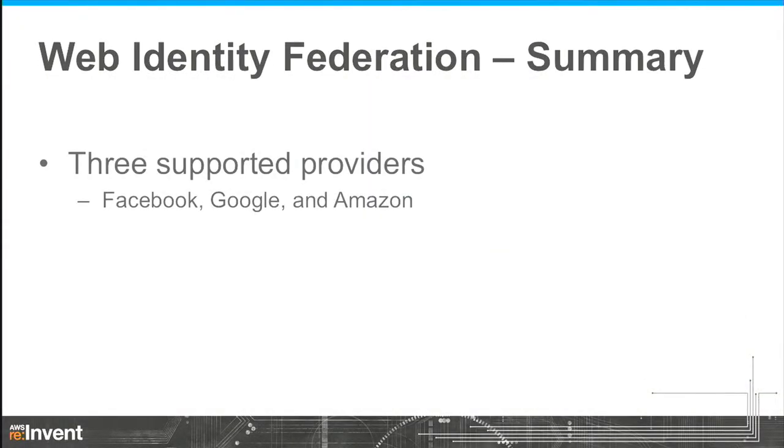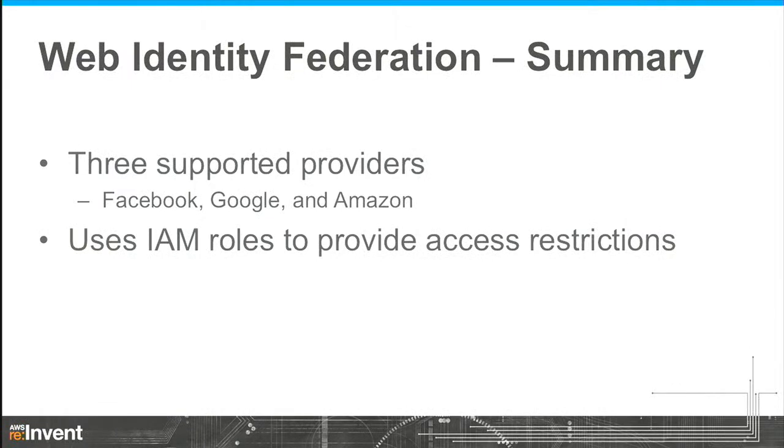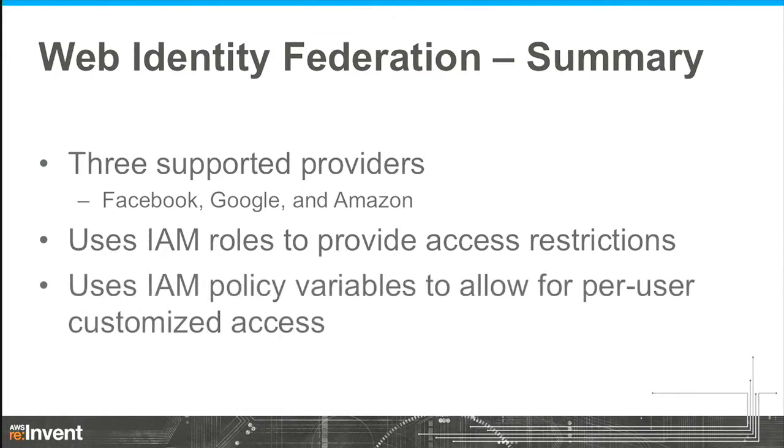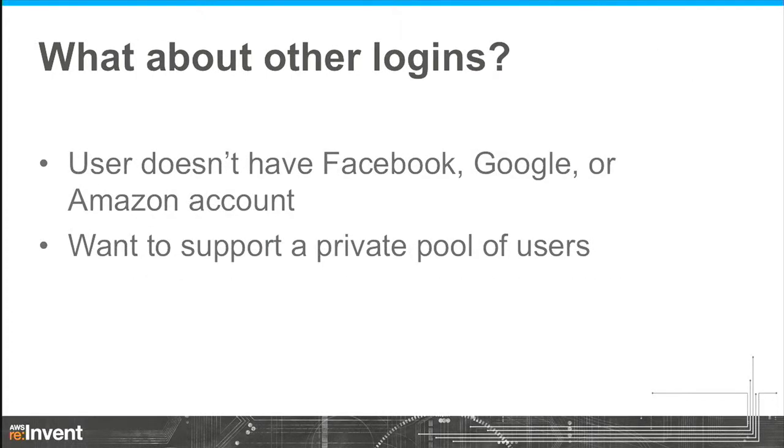So that's Web Identity Federation. Just to summarize, we have 3 supported providers: Facebook, Google, and Login with Amazon. We use IAM Roles to provide the access restrictions, to define which applications with the identity provider we allow login access for. And then we use policy variables to give that per user level access policy restrictions, like we saw on the mobile photo share. So that's great. We have a solution for those 3 identity providers.